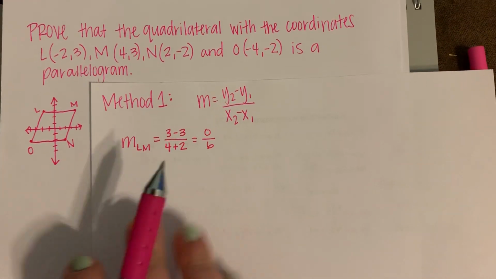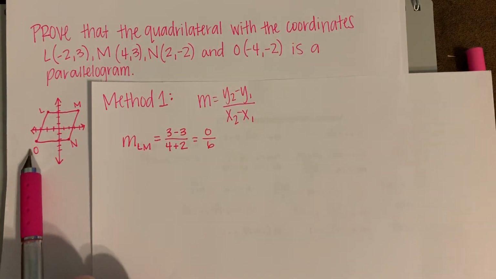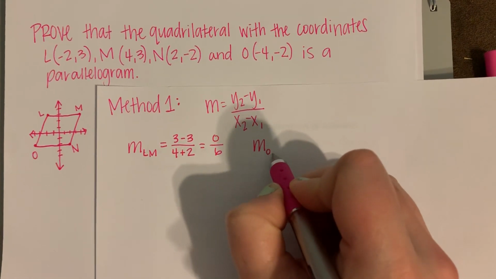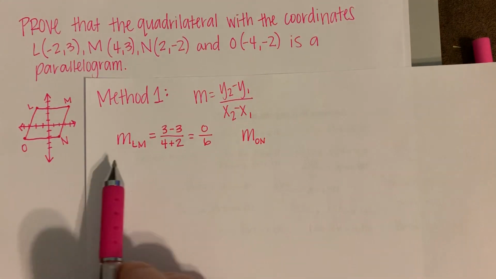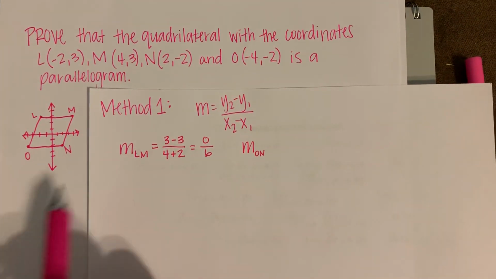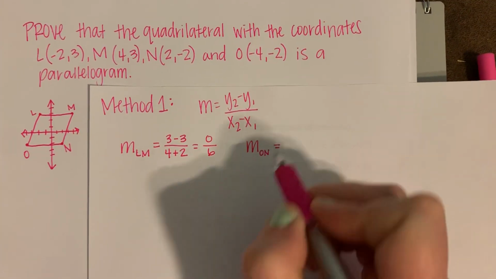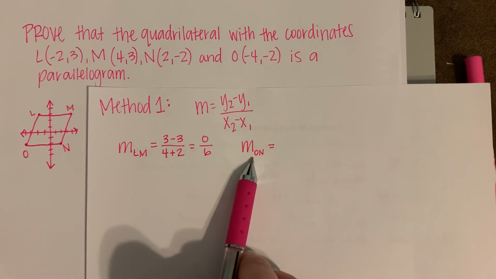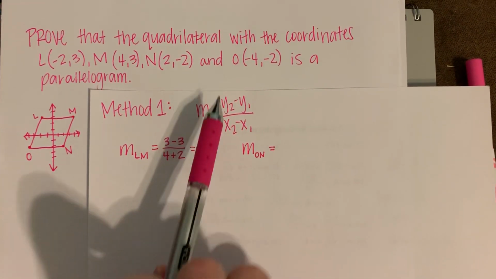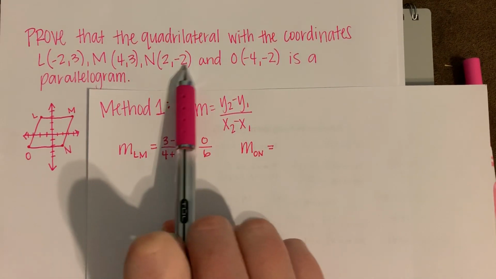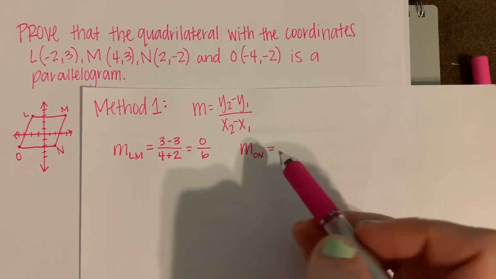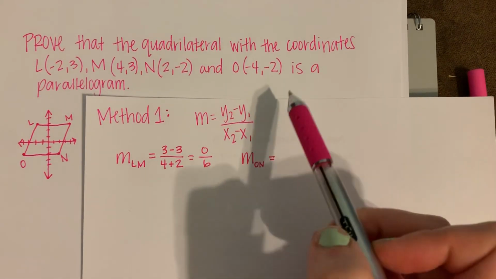The next slope that I'm going to check, since I just did the top, is the bottom. So I'm going to do the slope of ON. I always label these just to keep them organized. You don't have to. If you want to draw arrows to it, whatever, doesn't matter. I'm finding the slope of ON, so that means I'm using these 2 points. It doesn't matter which one is x1, y1, and which one is x2, y2. So I'll just say that this is the second one.